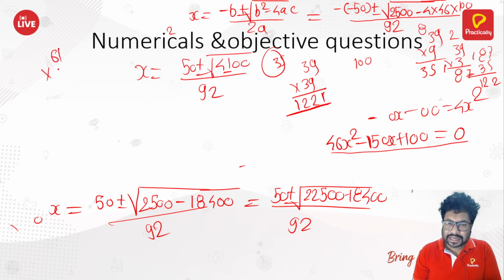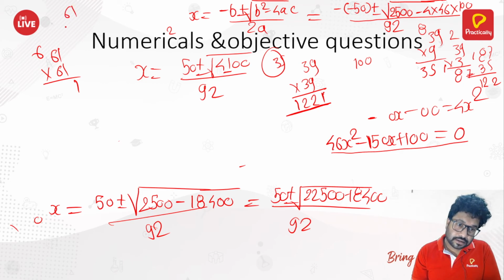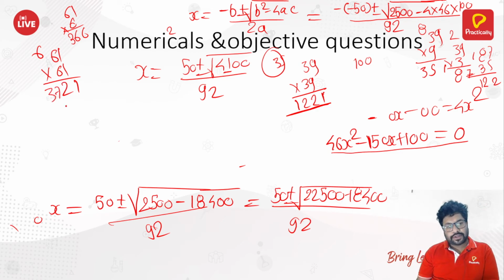Okay, let's take 61, suppose. 61 ones are 61, you got 1, 6. 61 into 6: 6 ones are 6, 6 sixes are 36, 36 plus 6, 372. So 3721. So it can't be 61, because this number is still large.